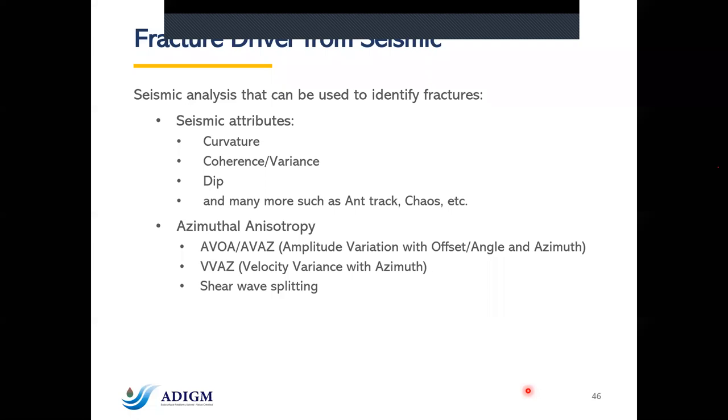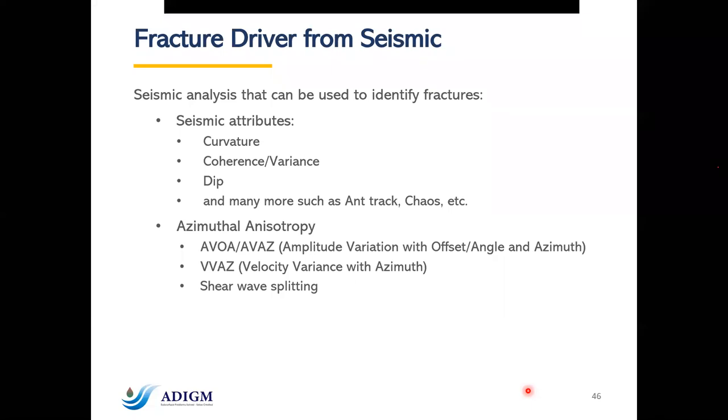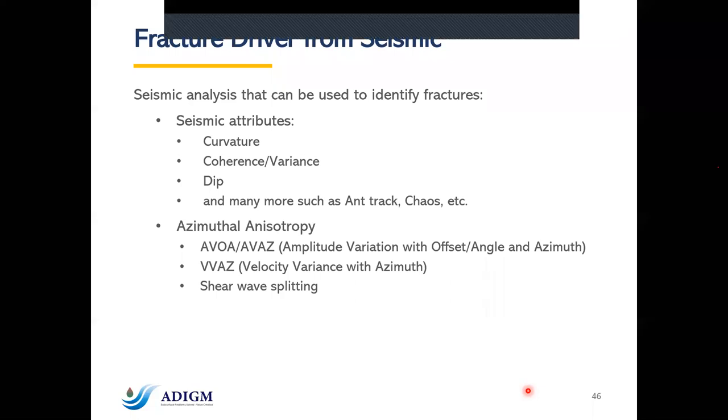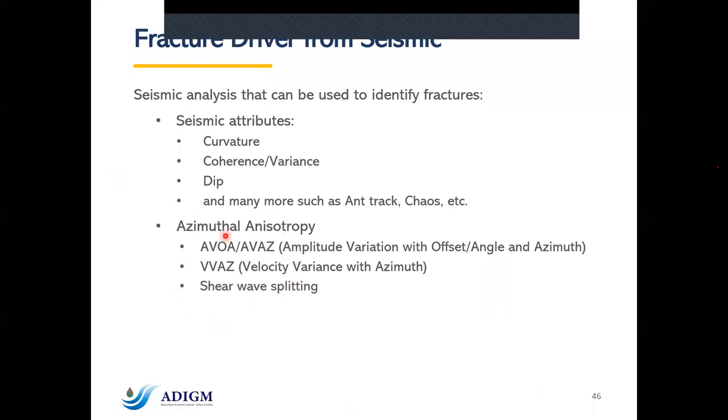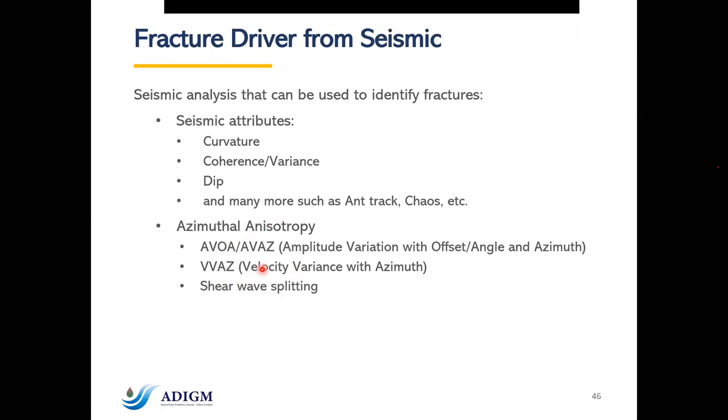If you go with a more advanced approach, it will be very good if you have multi-azimuth seismic. You can go with amplitude variation with offset, or angle, or azimuth, like AVOA and AVAZ, or you can also play around with velocity variation with azimuth. And the last one is shear wave splitting. These are the more advanced methods. I cannot discuss them in detail, but we will try to see some of them.